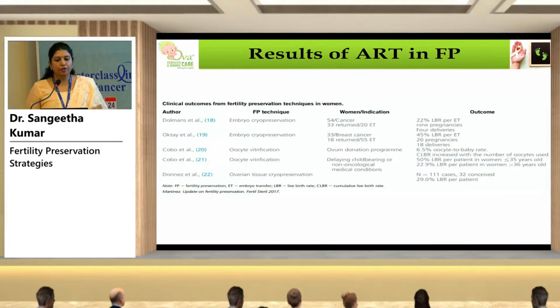So this is the result of ART in fertility preservation. This is a recent study from Fertility 2017, which showed that with embryo cryopreservation, the live birth rate per embryo transfer ranges between 22% and 45%, whereas with oocyte vitrification, though not in cancer patients, the live birth rate is pretty good, 22 to 50%. And ovarian tissue cryopreservation, done in almost 111 cases, resulted in 32 patients conceiving, with a 29% live birth rate per patient.